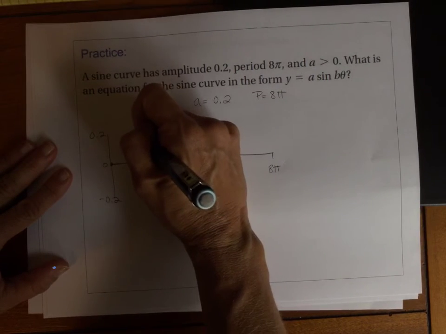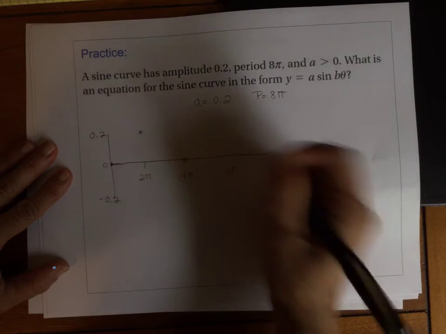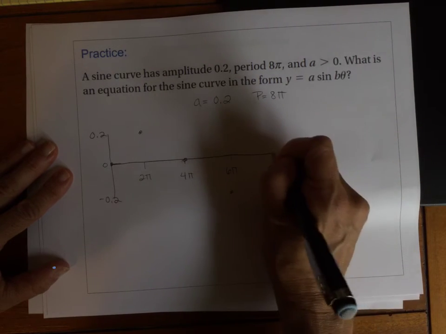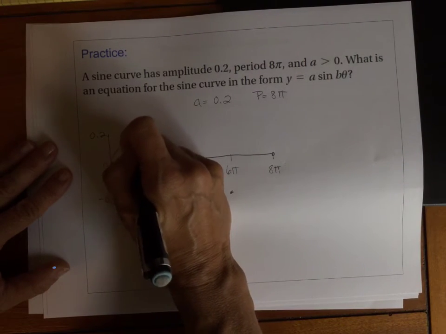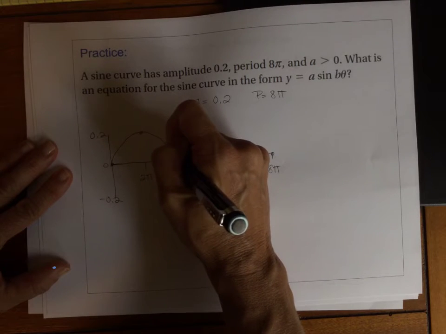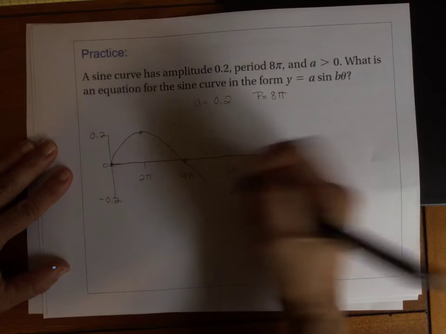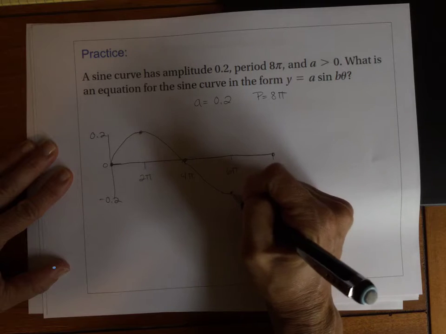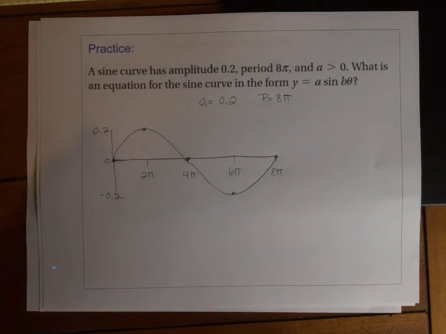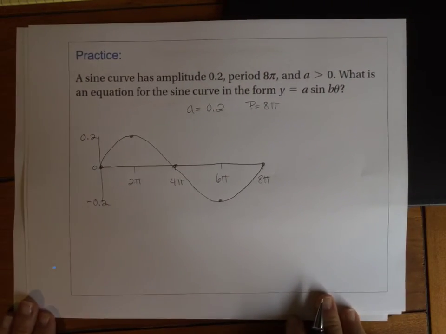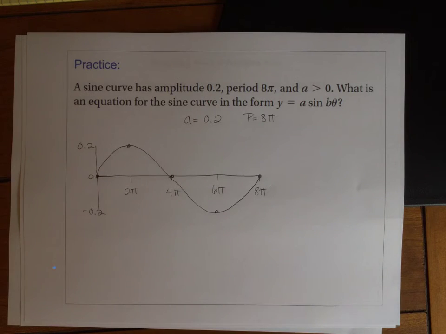0, max, 0, min, 0. And then draw our smooth sine looking curve in, I don't have a complete smooth surface here, but something like that. All right.